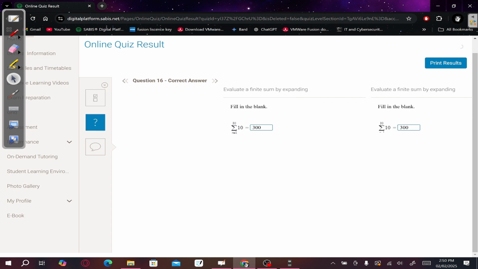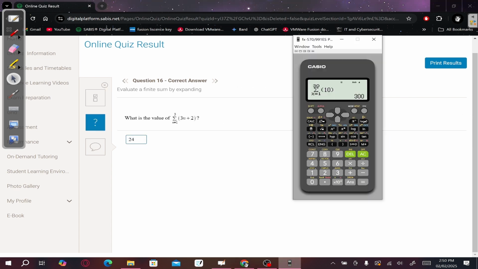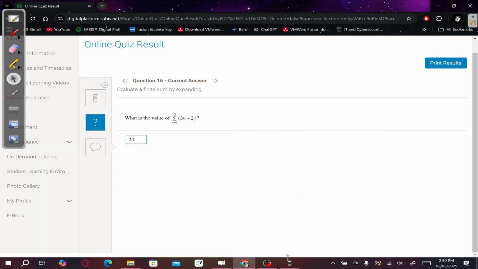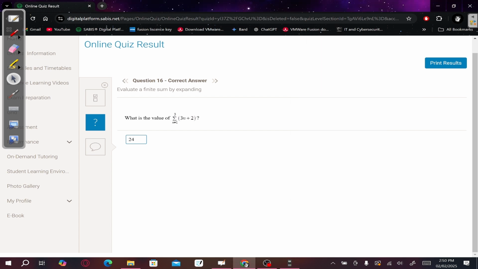Question 16. From here it starts to be really simple. Do this on a calculator. I don't know who's doing this on paper, but you can. I don't know why you'd want to, but you can. Instead of n we're going to put x because there is no n on the calculator. 3x plus 2. We click down. 1, 2, 3. Again, this applies. We can do 3 times 3n plus 2, but whatever. 24. Okay.